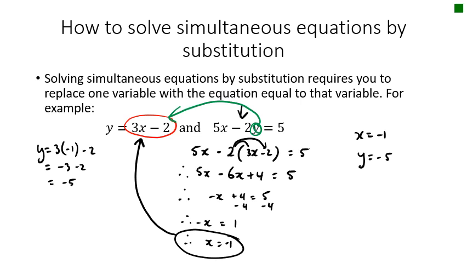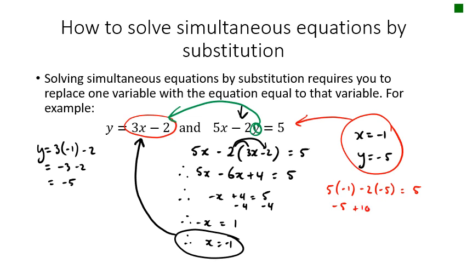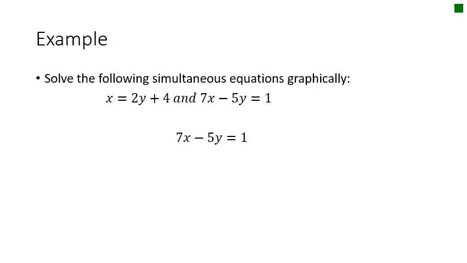So let's just check. If I put these values back into this equation here at the start, I should have 5 lots of minus 1 take 2 lots of minus 5 should equal 5. 5 times minus 1 is minus 5. Minus 2 times minus 5 is plus 10. Minus 5 plus 10 does in fact equal 5. Therefore, I'm correct. So let's have a look at another example.